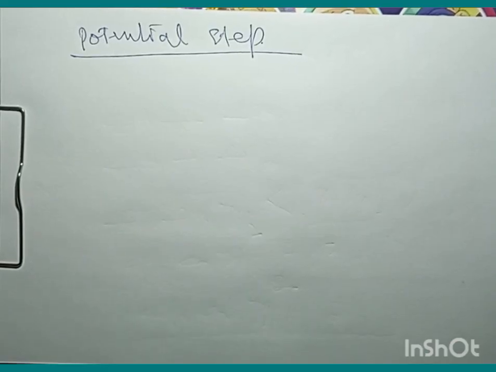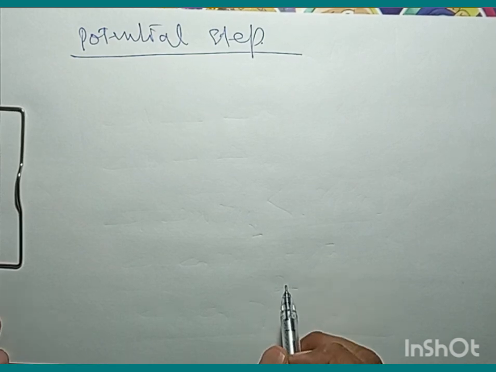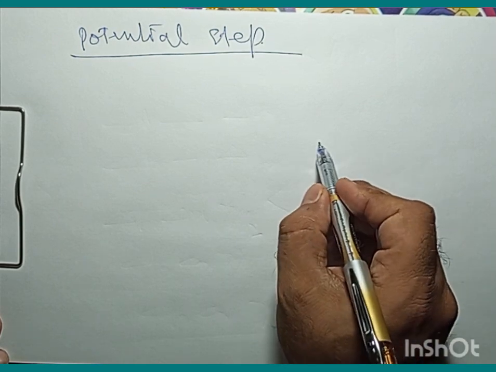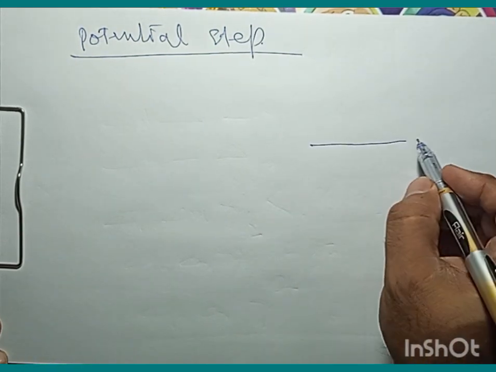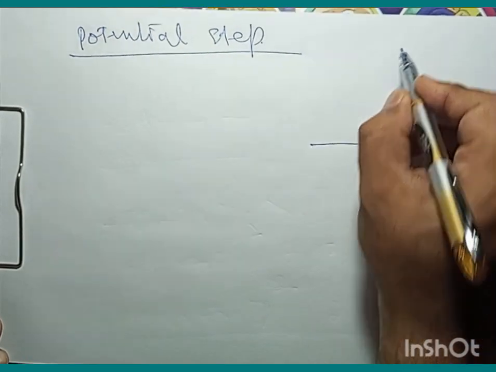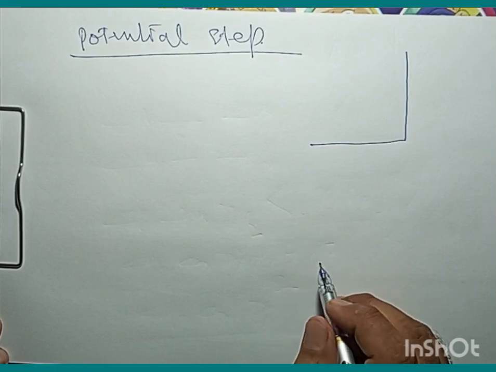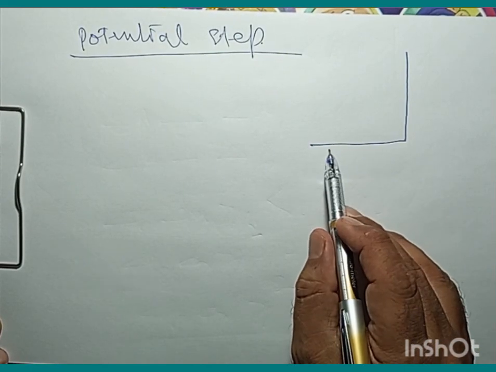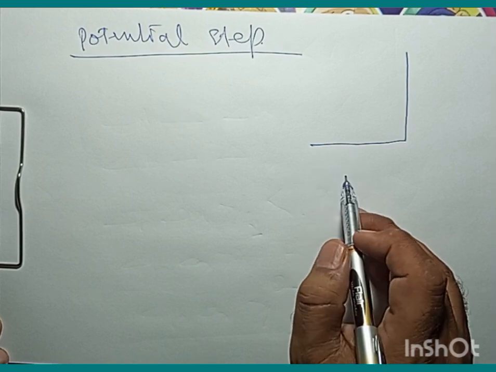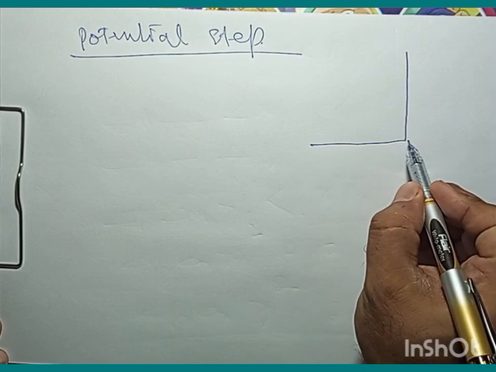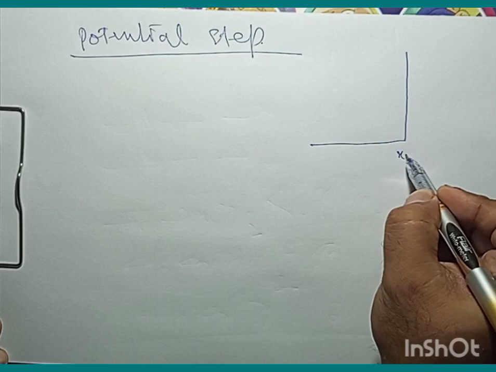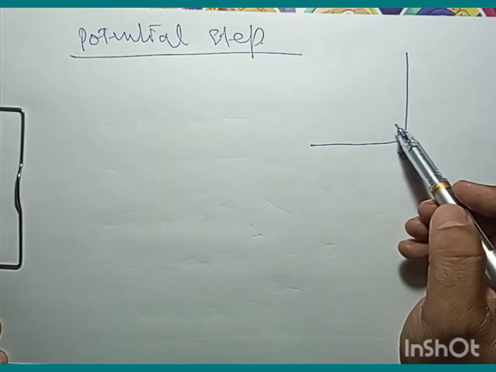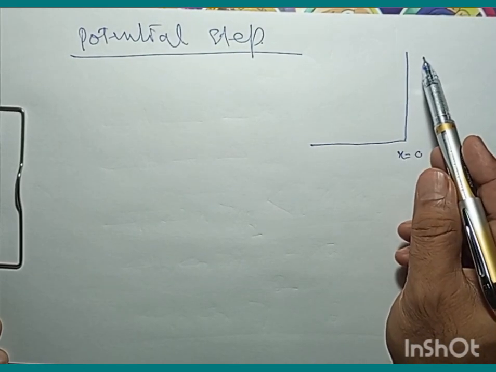Now, dear students, dear friends, let's talk about the potential step, and certainly we have a step kind of situation here. We have a particle which is free, then it faces some potential. If I choose this as a one-dimensional problem, then assume this to be x equal to 0, where we have the maximum potential.